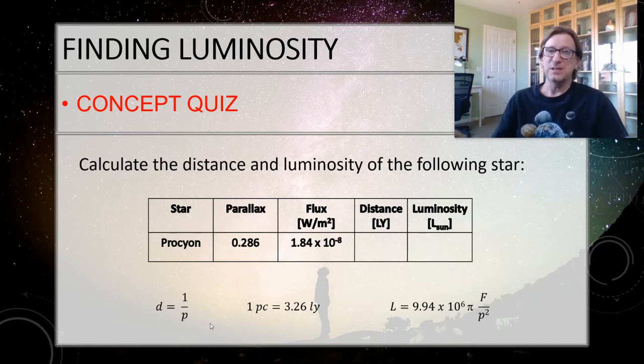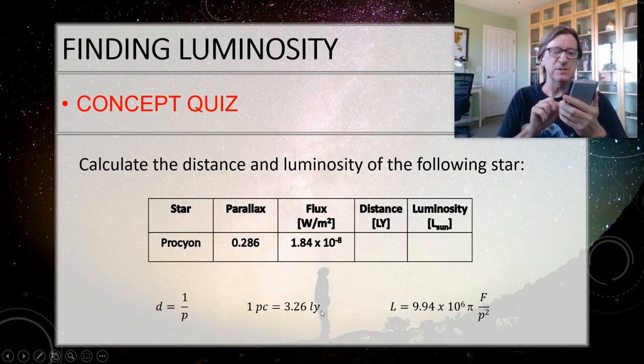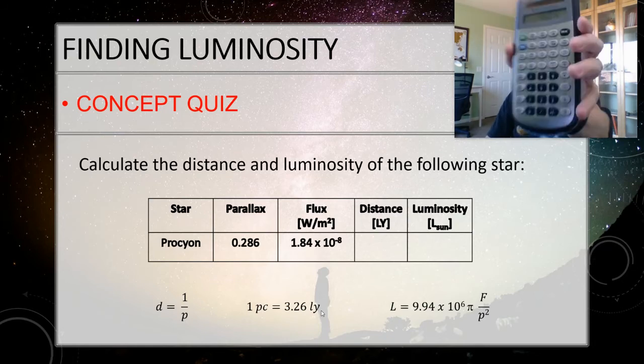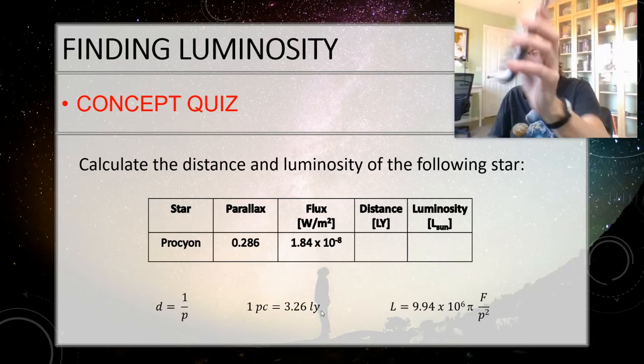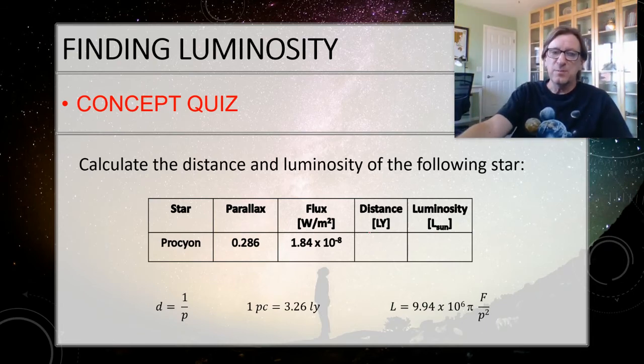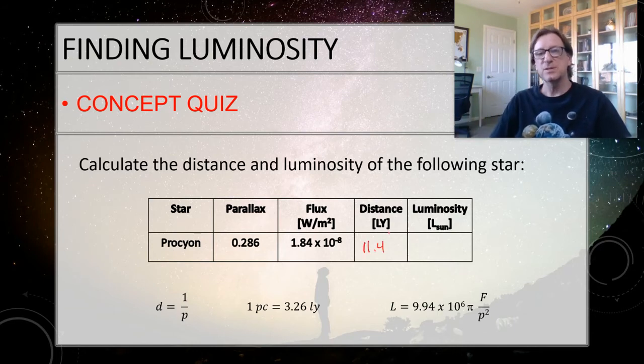Are we done? No, I don't want parsecs. I want light years. So I've got to convert it. So I've got to multiply it by 3.26, so times 3.26. And I'm getting 11.4 light years. So light from Procyon left 11.4 years ago before it reaches us. So 11.4 light years.